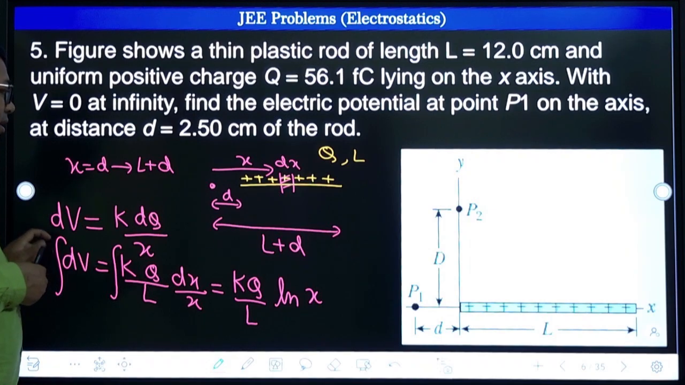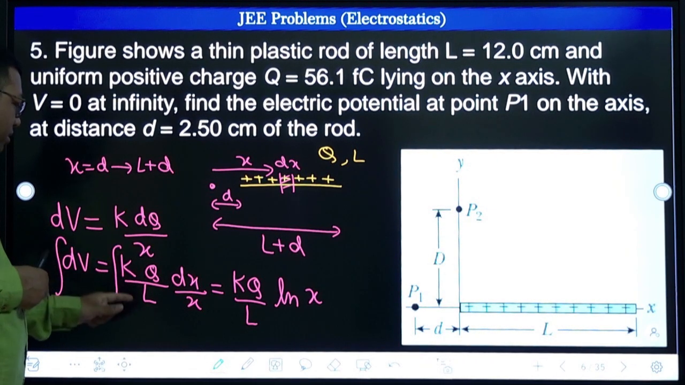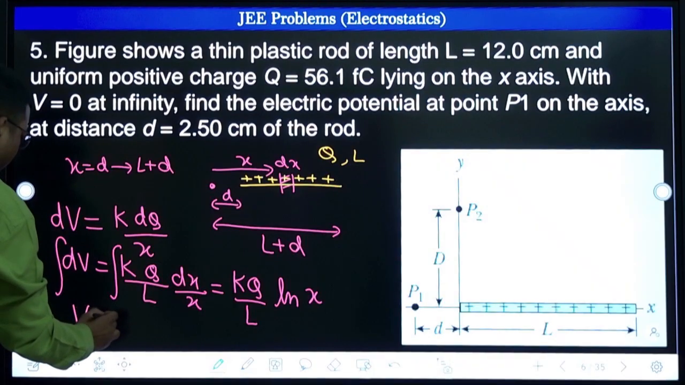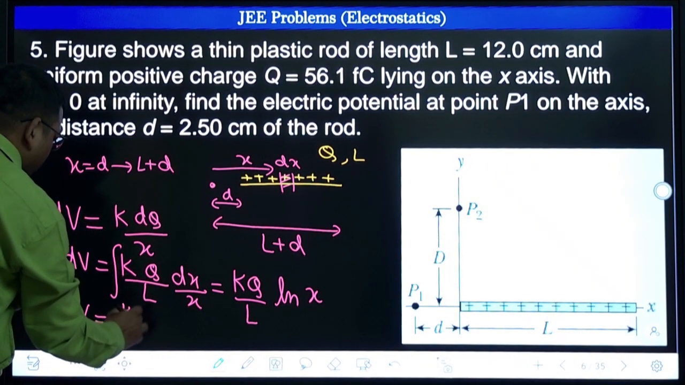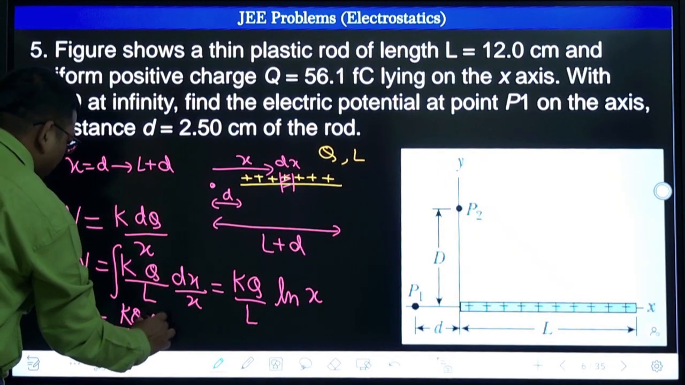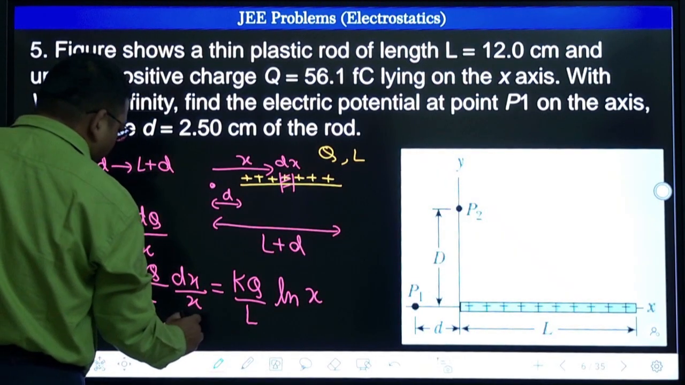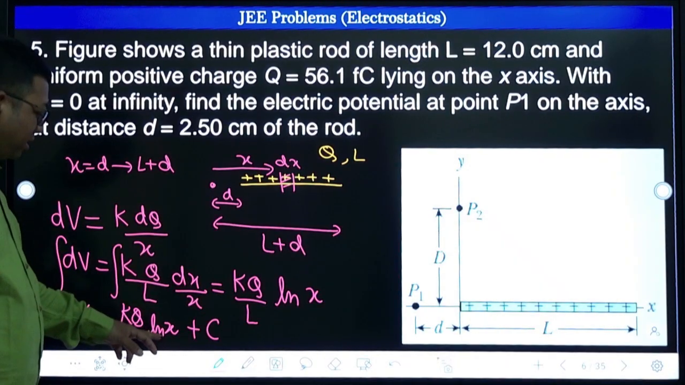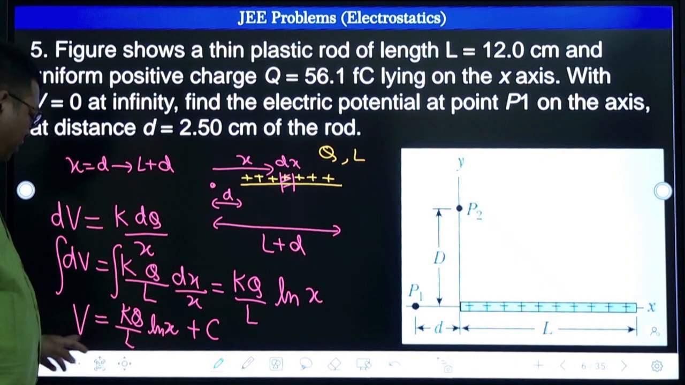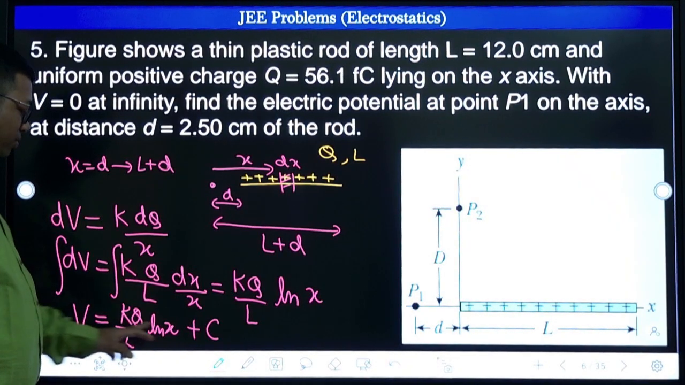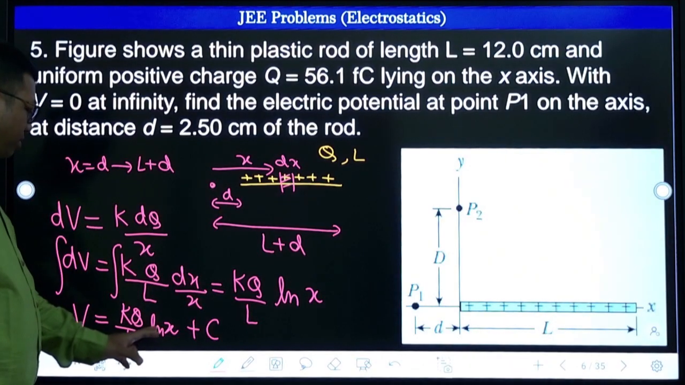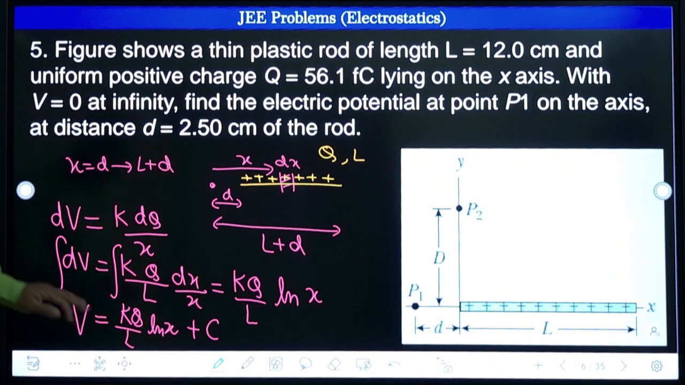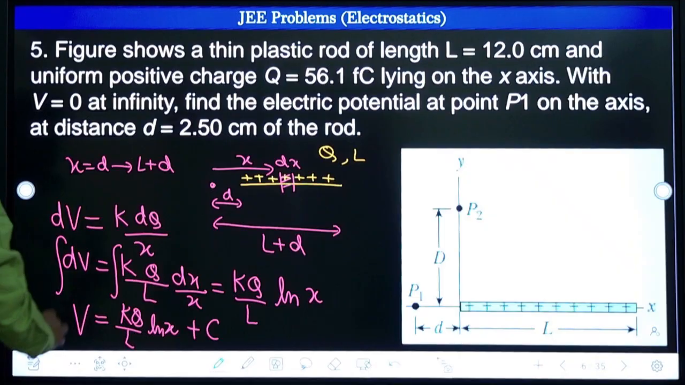So we can write the potential difference if you take the limit. Let us not take the limit right now. I have just integrated, so V comes out as kq by l ln x plus some constant of integration. And note that if I put x equal to infinity here, this V has to be 0, so we will be able to calculate the constant of integration. Otherwise, we can take the potential difference.